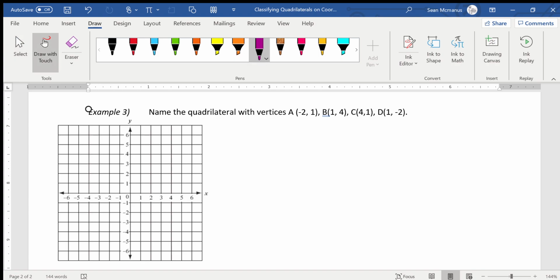So vertices A, -2, 1. So -2, 1 is A. 1, 4 is B. 4, 1 is C. And 1, -2 is D. So A, B, C, D, and then finish it back up.